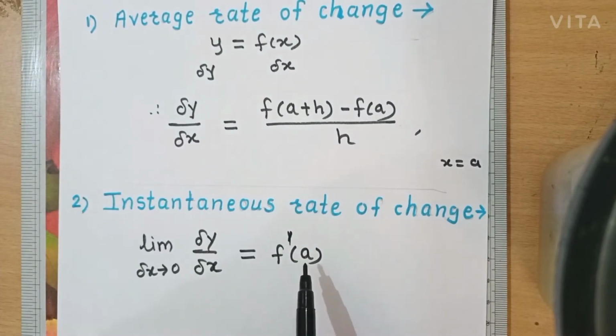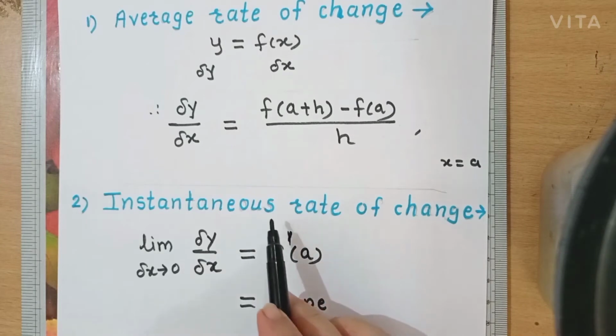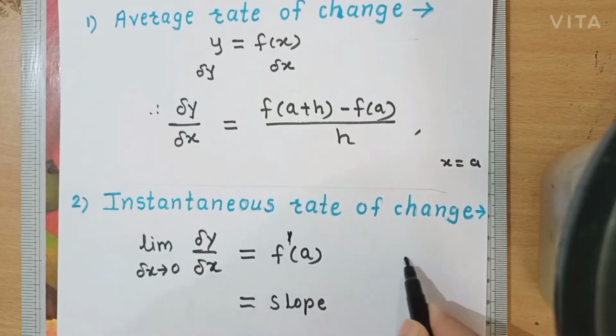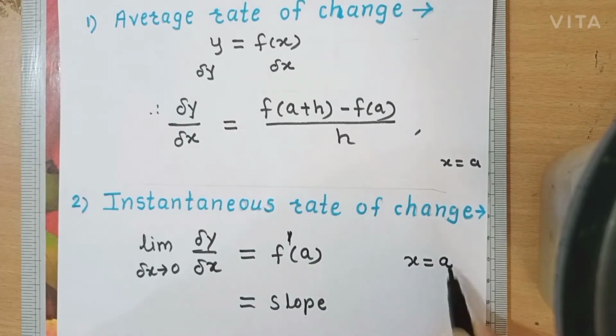This again can be given as slope. We have seen this in the geometrical meaning. So this is called the instantaneous rate of change of y with respect to x at x is equal to a.